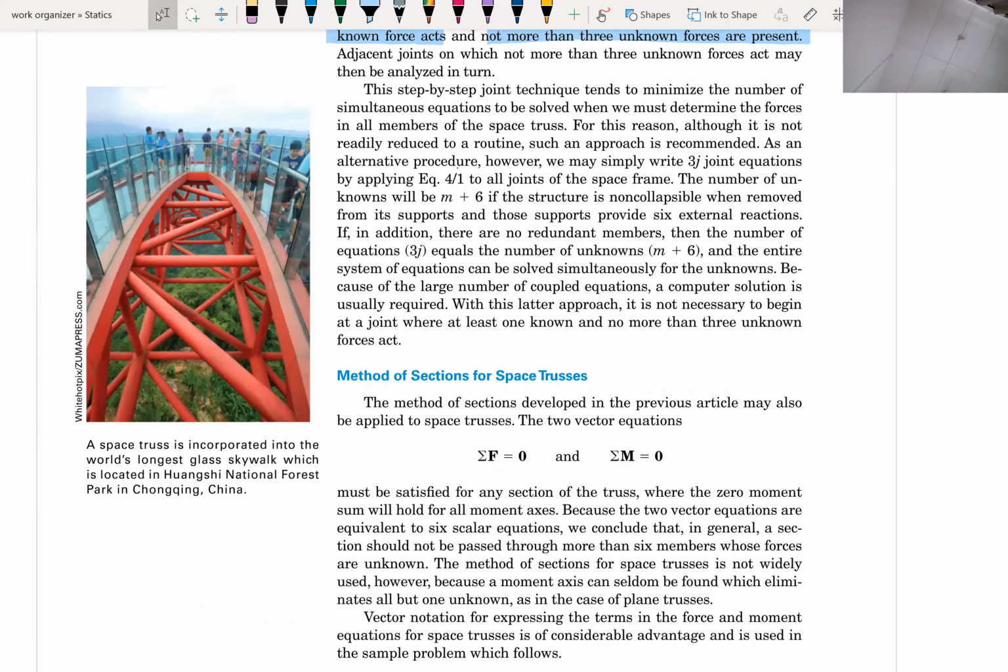And then for method of sections, the two vector equations, which are sigma of F equal to 0 and sigma of moment equal to 0, must be satisfied for any section of the truss.